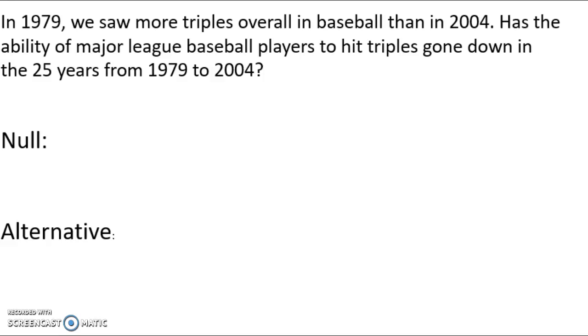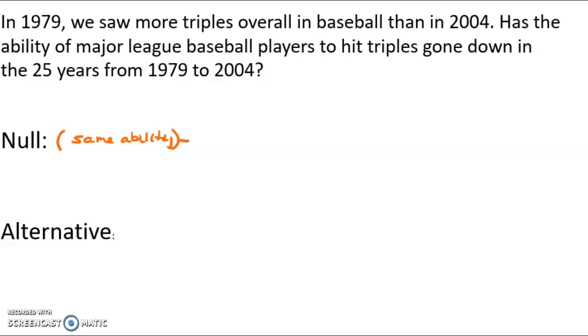So here we go. In 1979, we saw more triples overall in baseball than in 2004. Wonder why? Has the ability of Major League Baseball players to hit triples gone down in the 25 years from 1979 to 2004? So writing the nulls, I'm going to write this two ways. I don't want y'all to forget, the null always is a statement about the same ability.